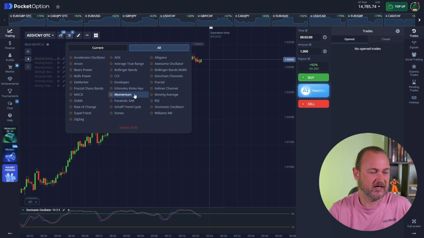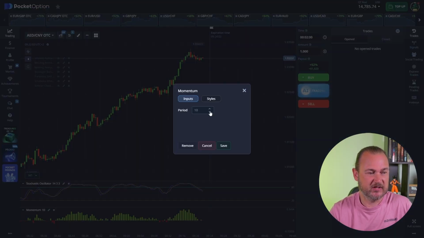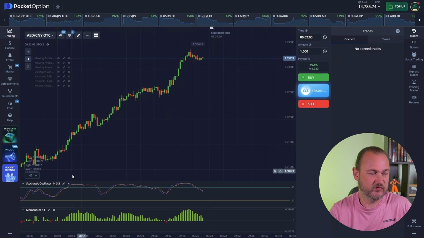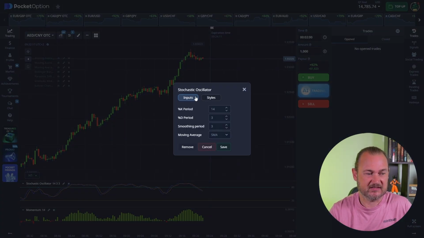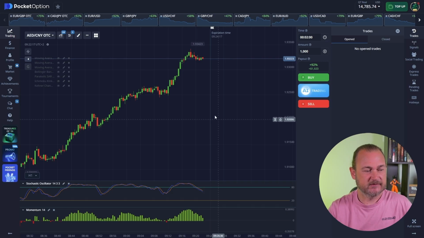Next up, we're going to be adding the momentum indicator. We're not going to do any changes to the stochastic, but we are going to make some changes to the momentum. We're going to match the momentum to our stochastic period. So momentum period, we're going to set to 14 because my stochastic period is set to 14 candles as well. Okay, so those are the two indicators we're going to be using.